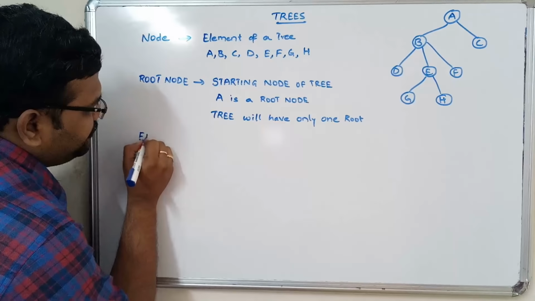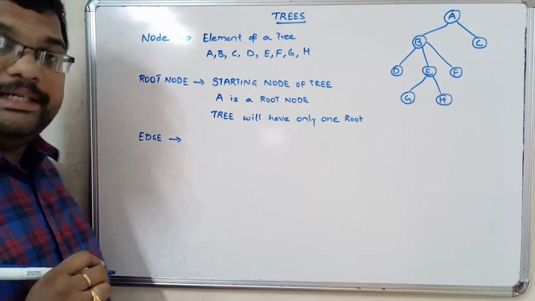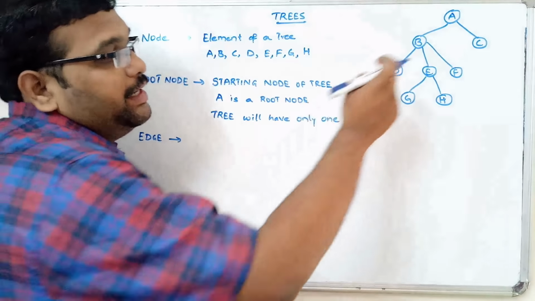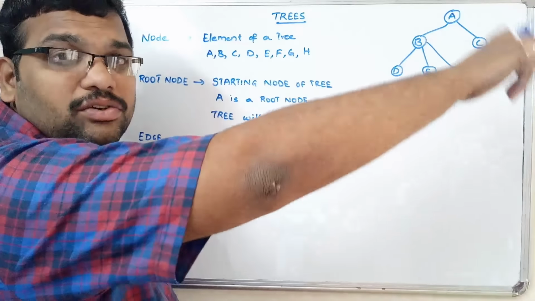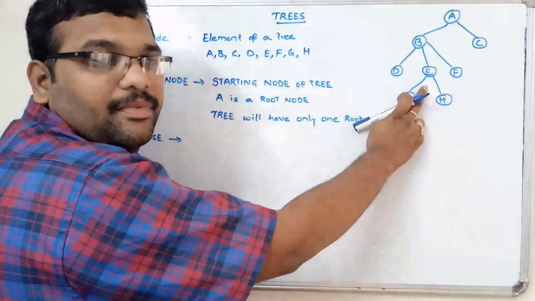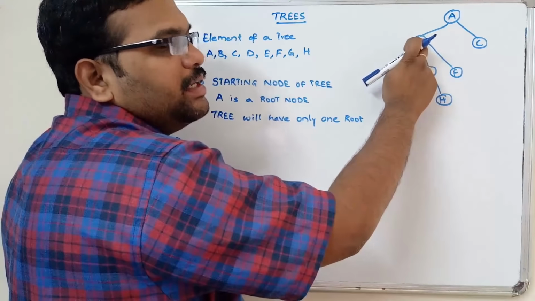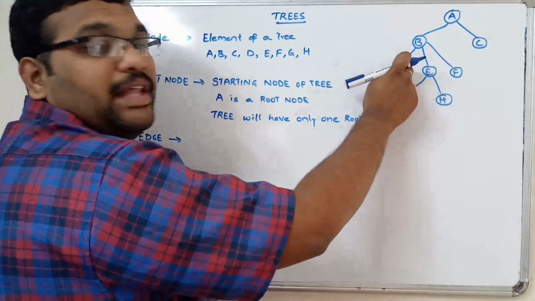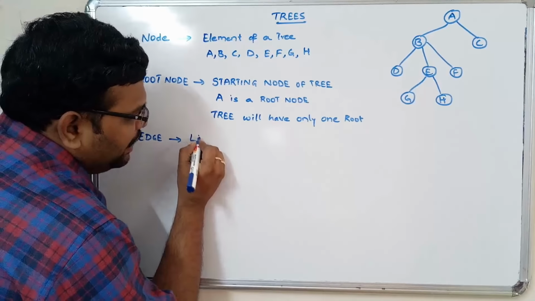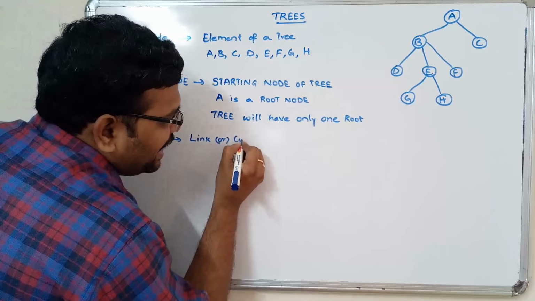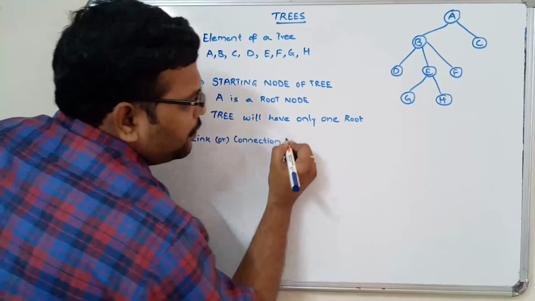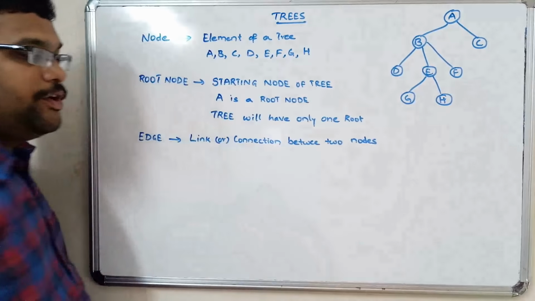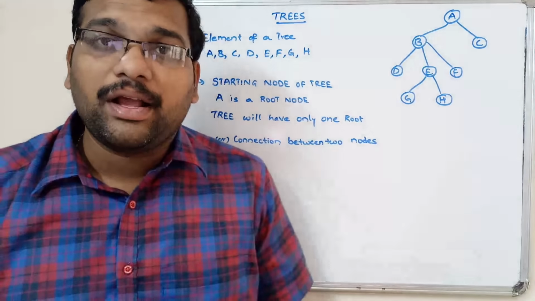Next, edge. An edge means a link or a connection from one node to another node. Here we can see different nodes, and all these nodes are connected by means of edges. A and B are connected with the help of an edge. A and C are connected with the help of an edge. B and D are connected with the help of an edge. So an edge is a link or a connection between two nodes.